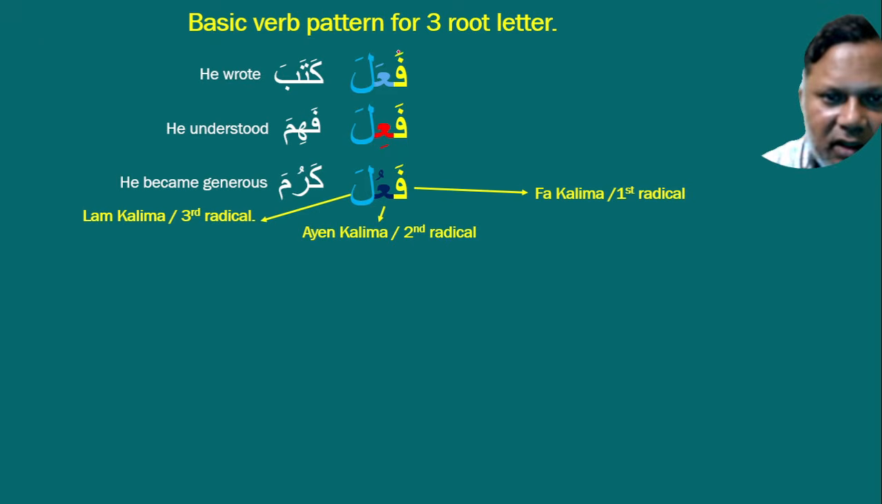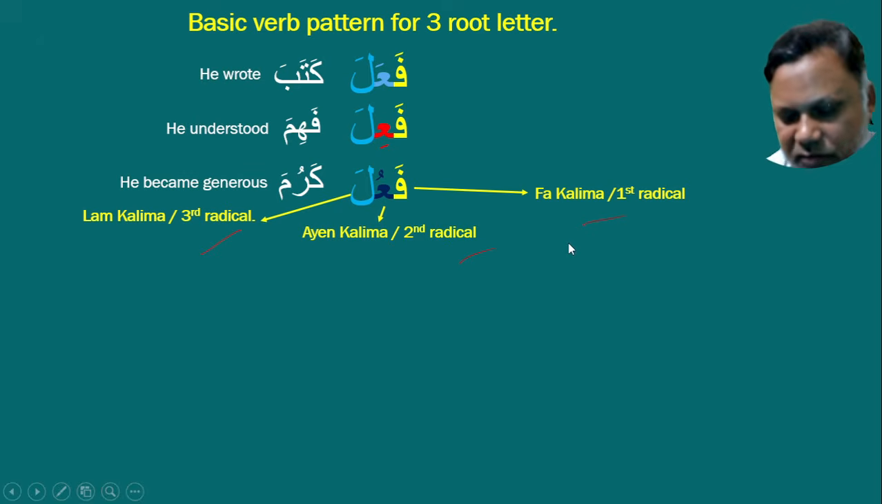The first letter of this pattern is called fa kalima, or first radical. The second one is called ain kalima, or second radical, and the third one is called lam kalima, or third radical. We have discussed this several times in several lessons. Again, I am just highlighting it to make it easier for you.